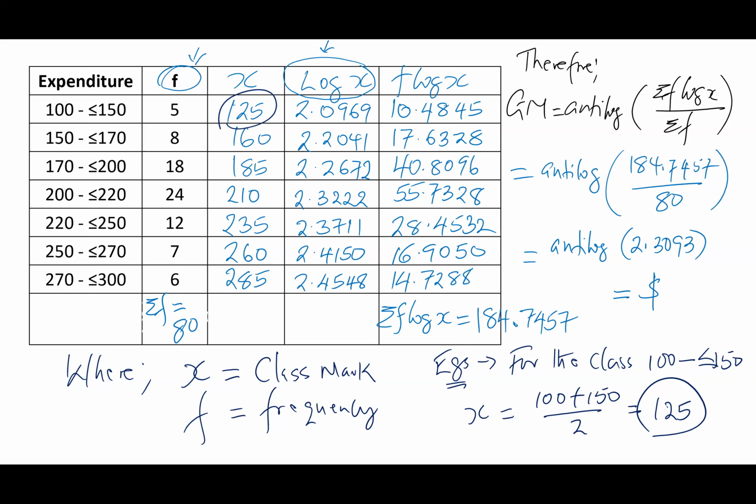Shift log, you put in 2.3093. Antilog, you shift. There's a shift button on your calculator. Shift antilog 2.3093, bringing us to about how much? 203.8608. Perfect. So that is our geometric mean for grouped data.